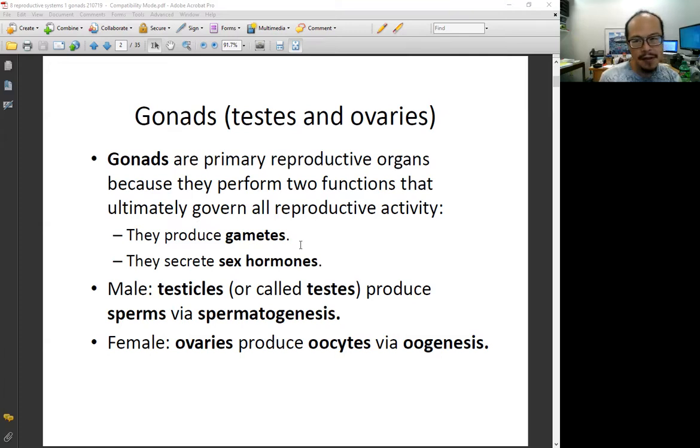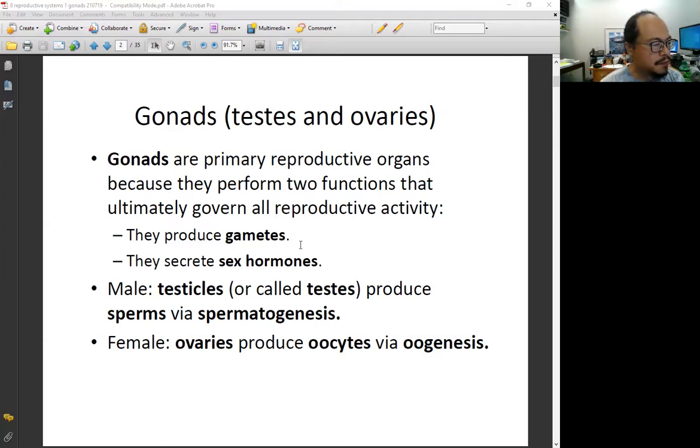Now, these gonads have two major functions in both sexes. One function is to produce the gametes, the sperms or the oocytes. The process to produce sperms is called spermatogenesis, and the process to produce the oocytes is called oogenesis. It also comes with folliculogenesis. We will talk about that.